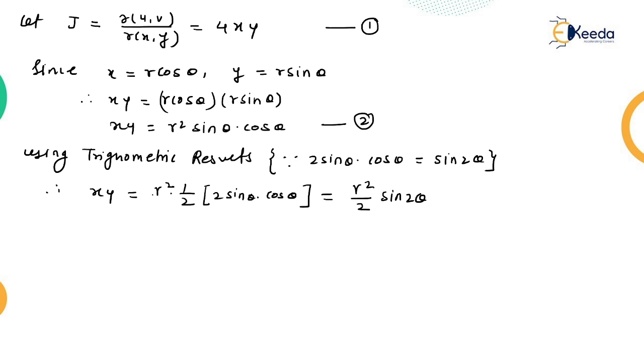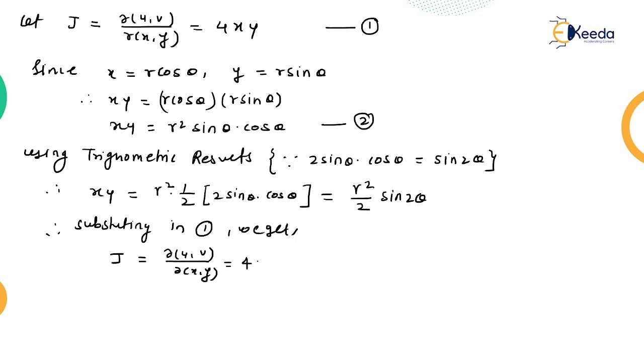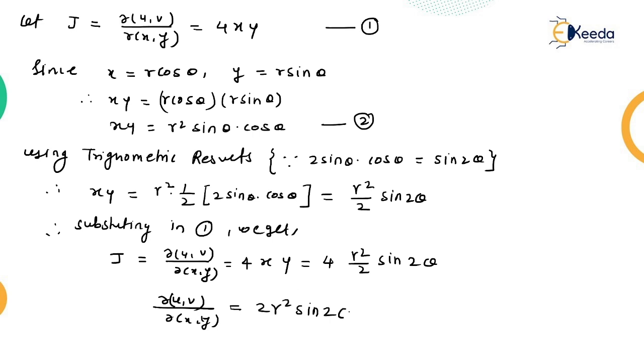So substituting this xy value in equation 1, we get the Jacobian, which is ∂(u,v)/∂(x,y), equal to 4 into xy. Just put the value in this equation. 4 into the value of xy, which is r square divided by 2 into sin 2θ. The 2 and the 4 get cancelled, giving 2r square sin 2θ. I hope this is the required result.